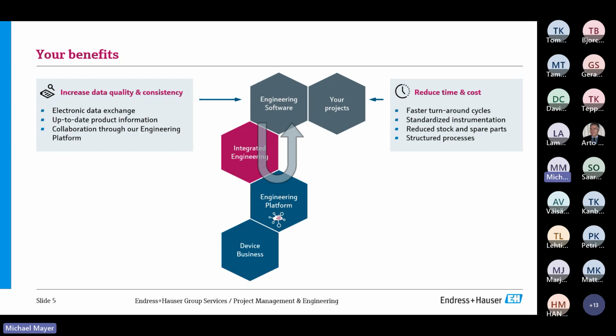Also, the benefit is then reduced stock and spare parts. Instead of having 500 different instruments, maybe it's reduced to 50, then it's easier to have stocks, have some spare parts on stock. And also structured processes. So we provide an API and so on in order to integrate our tooling into SAP systems, which our customers already use.